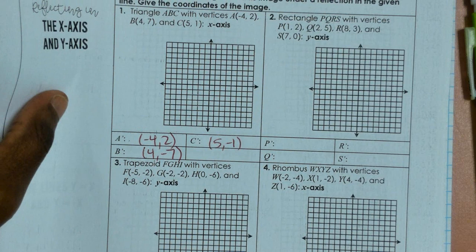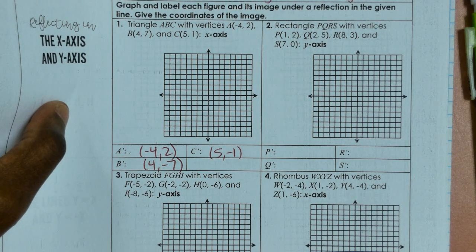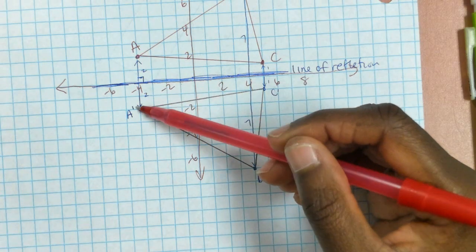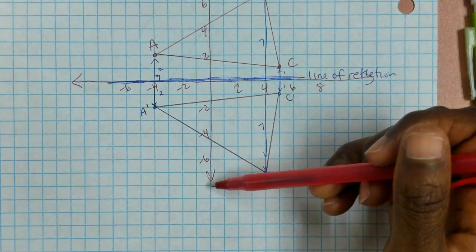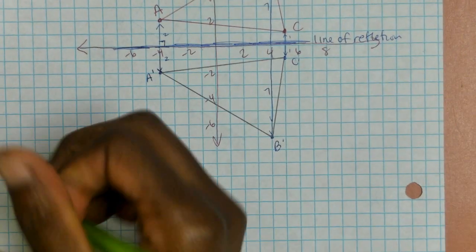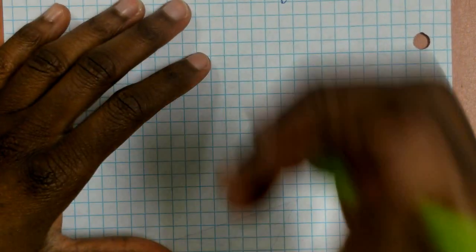Okay. If you're flipping it across the y-axis, you do the exact same thing, but instead of counting up and down, since the y-axis is already a vertical line, you're counting left and right. So I'll show that one as well, so you can pause it, graph it.